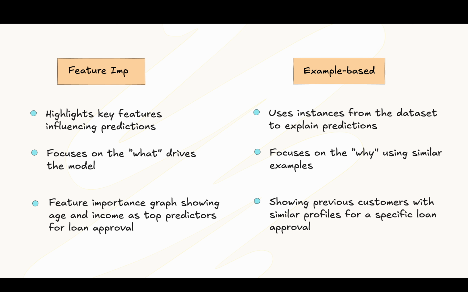Whereas example-based methods explain predictions by comparing them to similar cases. For instance, if a loan is approved, the model might highlight other applicants with similar income and credit profiles who were also approved. So this method focuses mostly on why the model made a specific decision by pointing to relatable examples that are there.